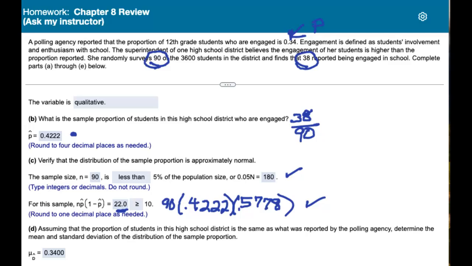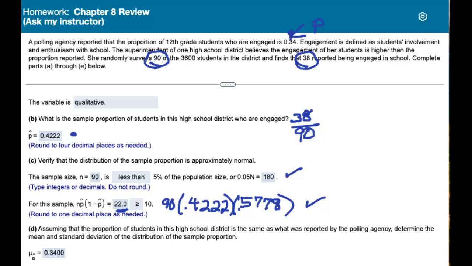Now, once we do that, we know in this normal distribution that the mean for p hat is the same as the mean for the population. That was given up here at the very top. So mu sub p hat is equal to 0.3400.